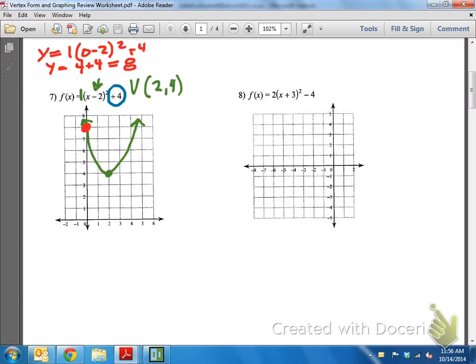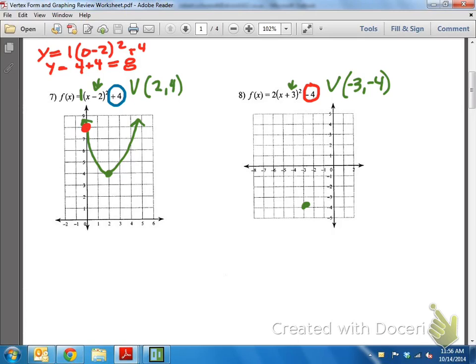Now, let's take a look at another example, number 8 on our homework tonight. Again, this is in vertex form. I know that because I have a binomial squared in there. The x part of my vertex is with the parentheses, so it says plus 3, but I know that my vertex is actually negative 3. And the y part of my vertex is on the outside, negative 4. So my vertex is at negative 3, negative 4, down there in the bottom.